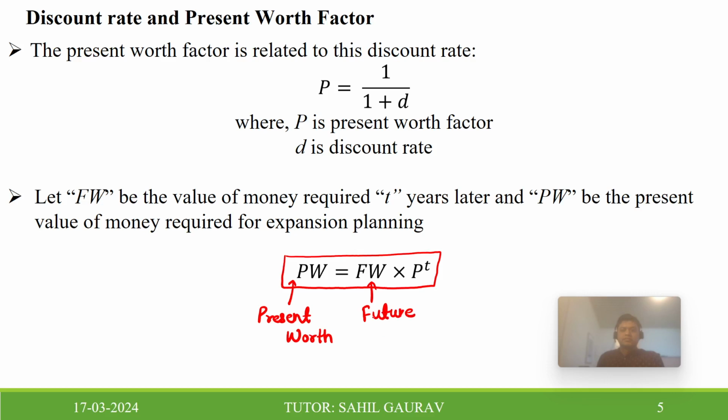So this is present worth and this is future worth. In different books they have expressed this equation in many ways, but you just have to understand that in any way you can express and use this formula for solving the problem.